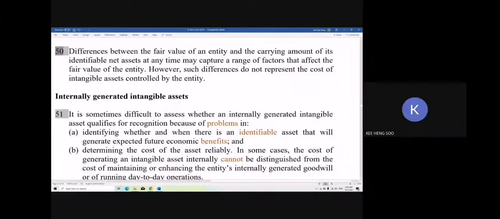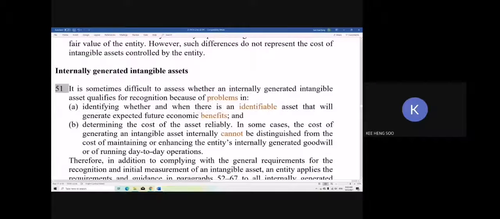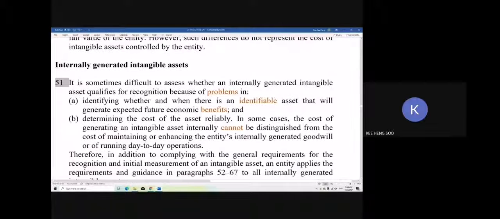50. 51. In order to assess whether this internally generated intangible asset qualifies, we have the problem of identifying this asset. And you have the problem of calculating: are you sure that you will generate future economic benefit? Okay, so internally generated cost cannot be distinguished from the cost of maintaining. Sometimes it's a repair expense, it's not intangible. Okay, now.